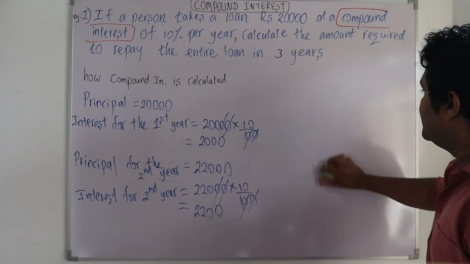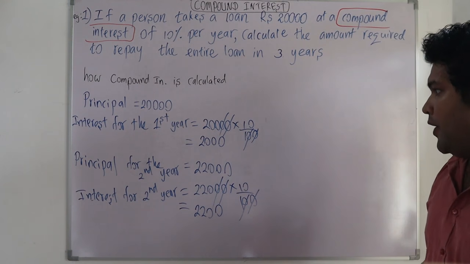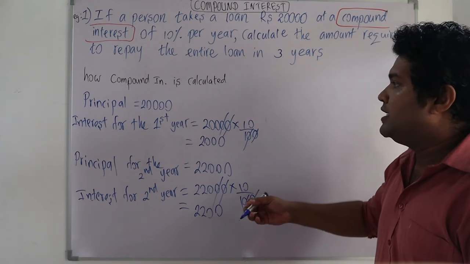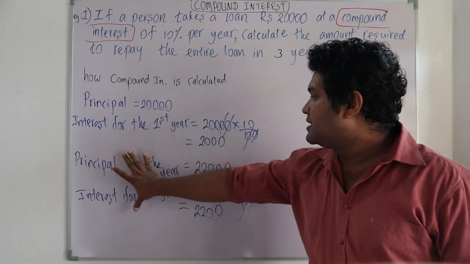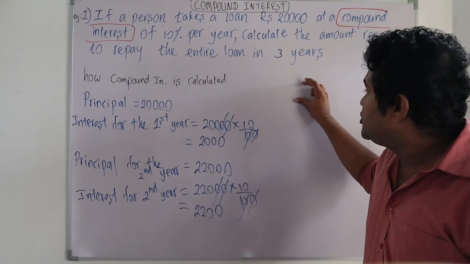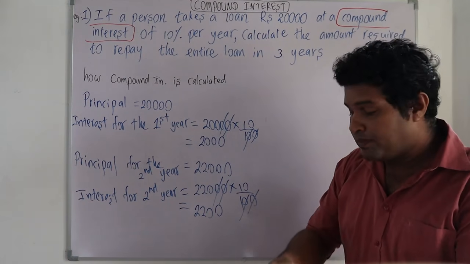Then you have to learn compound interest, especially in this lesson. Okay, now I'm going to move to the third step. I have completed the first year, I have completed the second year. Now I am going to complete the third year. How do we come to the third year? Then we have to write down the principal for the third year.